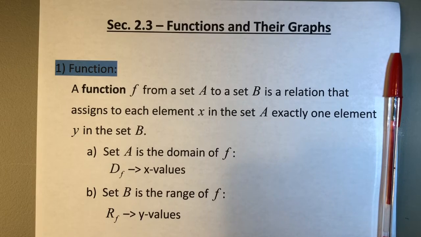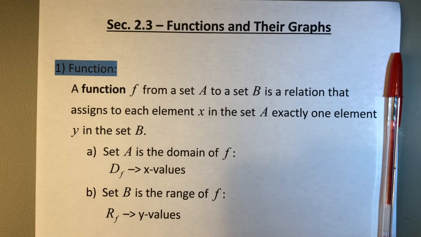Section 2.3, functions and their graphs. The first thing we're going to look at is, what is a function? Well, in order for something to be a function, for every one input, there can be exactly one, and only one, output. So for our purposes, each x coordinate can only have one y coordinate assigned to it.